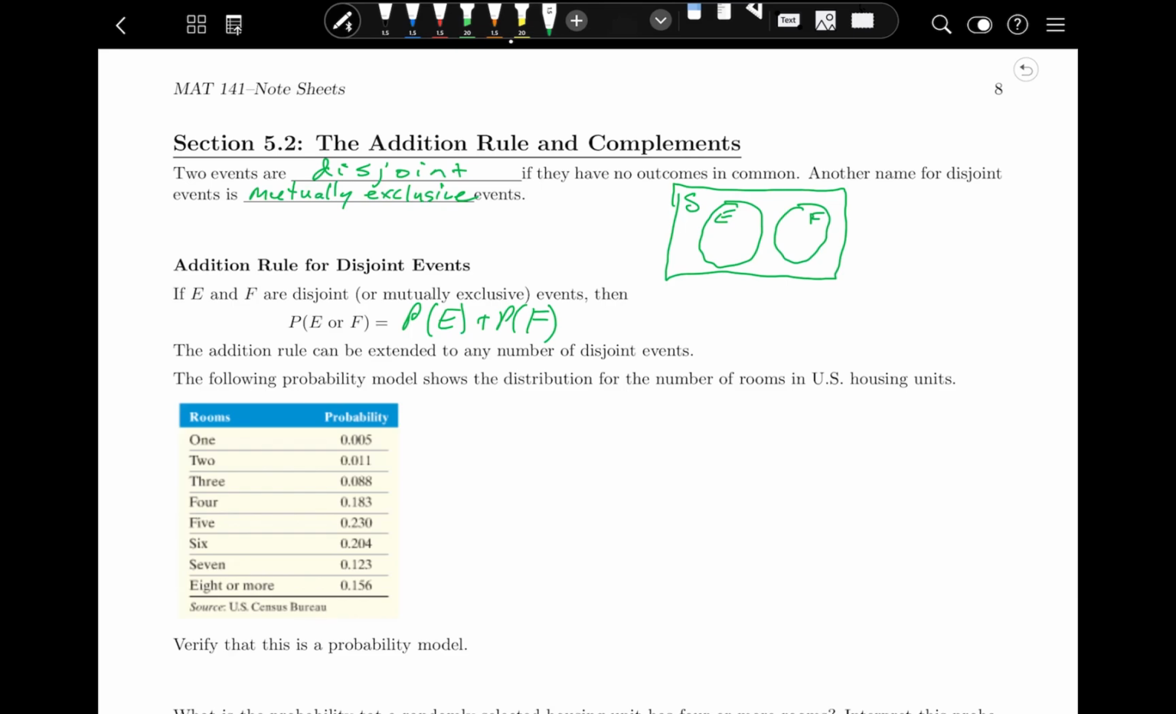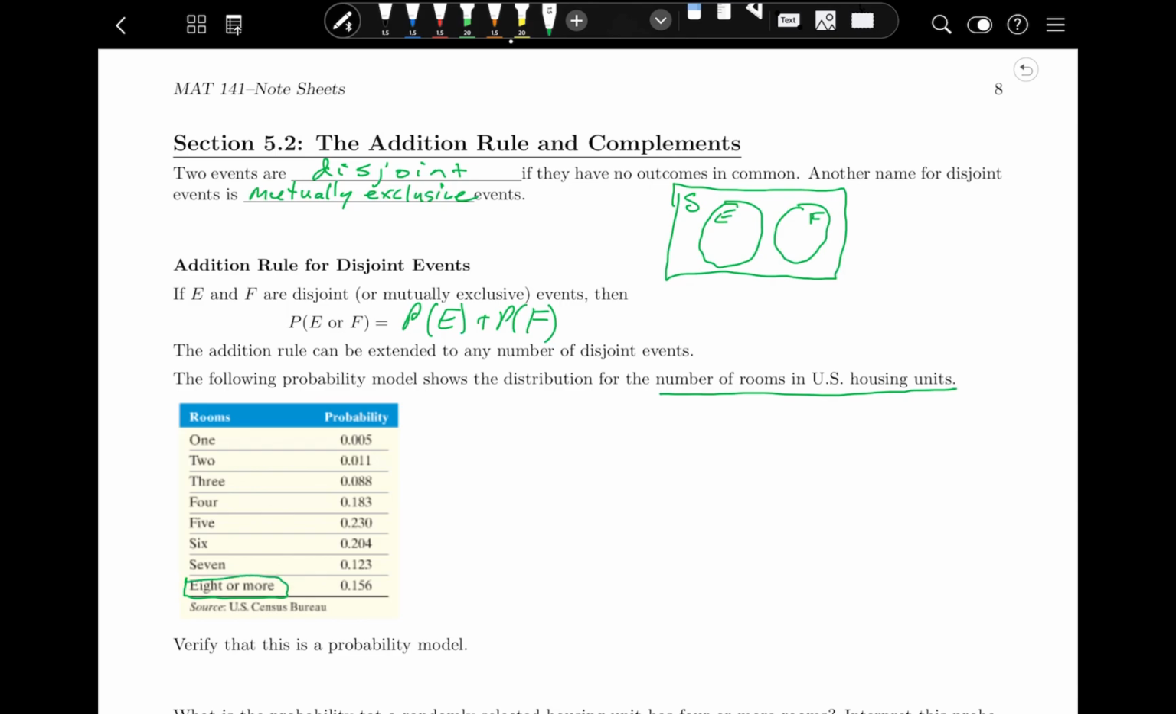An example involving mutually exclusive or disjoint events is the number of rooms in U.S. housing units. You can't have a house that has both 7 and 8 rooms. You have to have one or the other. So these would be mutually exclusive. You can't fall into more than one category, with the exception of 8 or more, but we're just grouping that all together as one category.